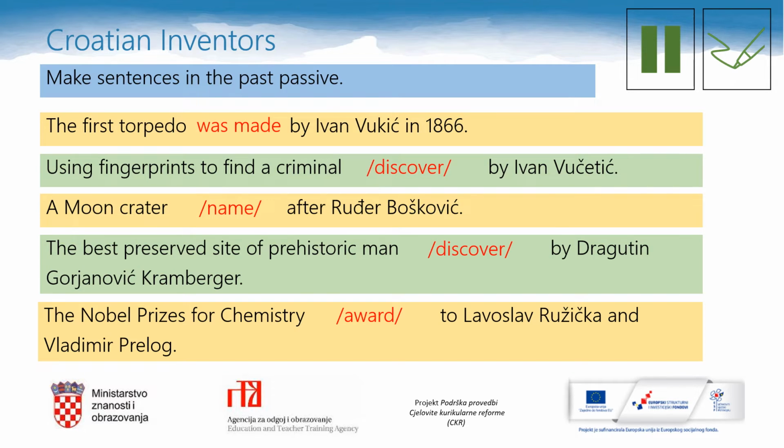The first torpedo was made by Ivan Vukic in 1866. Using fingerprints to find a criminal was discovered by Ivan Vucetic. A moon crater was named after Ruđer Bošković. The best preserved site of prehistoric man was discovered by Dragutin Gorjanović Kramberger. The Nobel Prizes for Chemistry were awarded to Lavoslav Ružička and Vladimir Prelog.